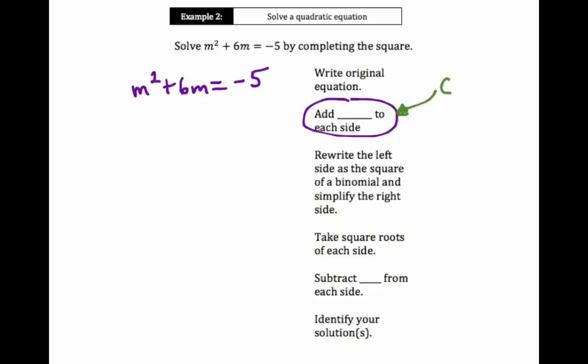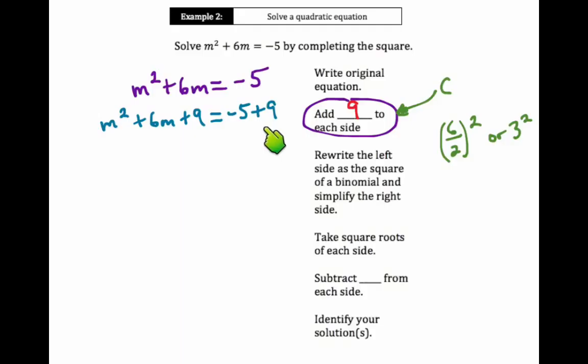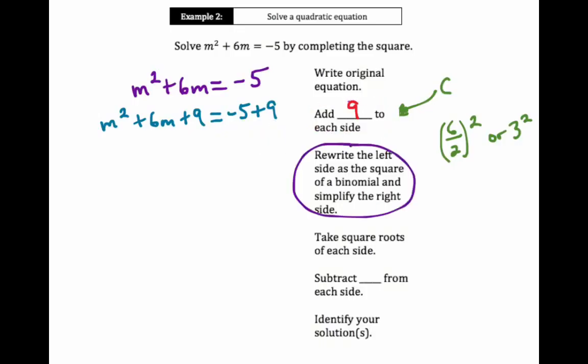What am I going to add? I'm going to add my c. So I've got to think about half of that 6 squared. Well, that's going to be 3 squared. So I'm going to add 9 to both sides. So m squared plus 6m plus 9 equals negative 5 plus 9. Because if I add 9 to this side, I have to add 9 to this side. I can't just change stuff over here to make it easier without keeping the scale balanced. All right, now I'm going to rewrite the left side as the square of a binomial and simplify the right side. So all I have to do is factor this down. I'll have m plus 3 squared equals 4.